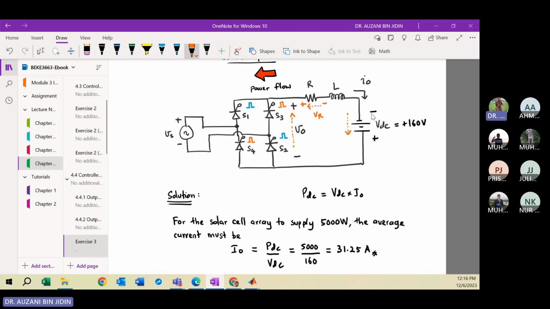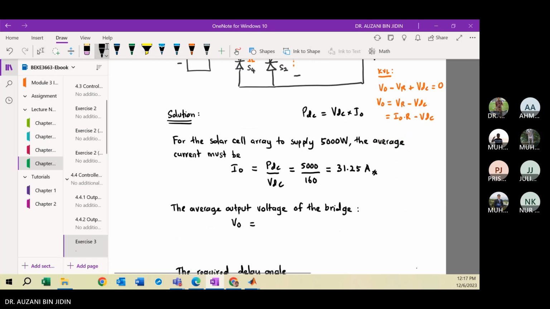So you apply Kirchhoff's voltage law. You get all the voltage drops for each element, so you have VO minus VR plus VDC, and you equate it to 0. The total summation of the voltage drops for each element equals 0. So from here, you can obtain the output voltage equation as VO equals VR minus VDC, or IOR minus VDC.